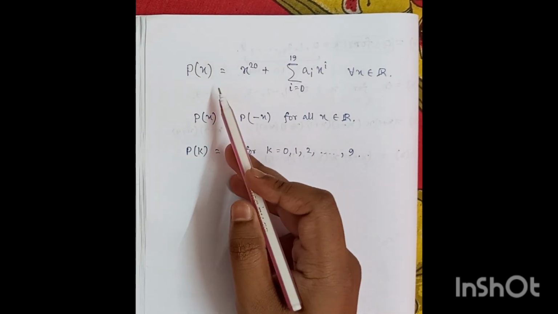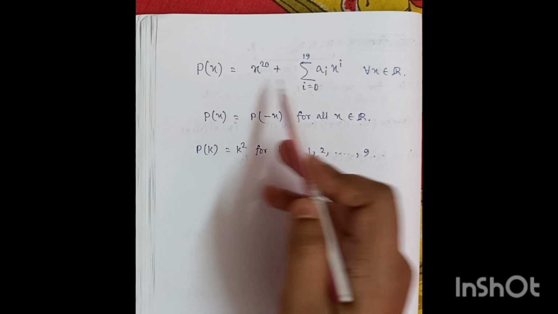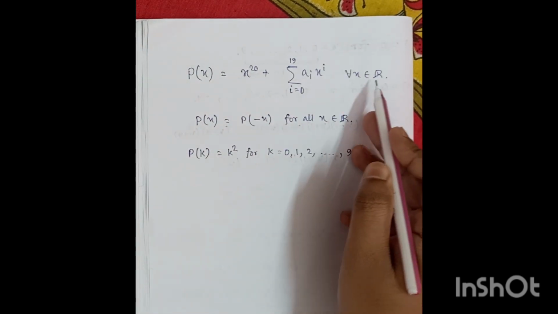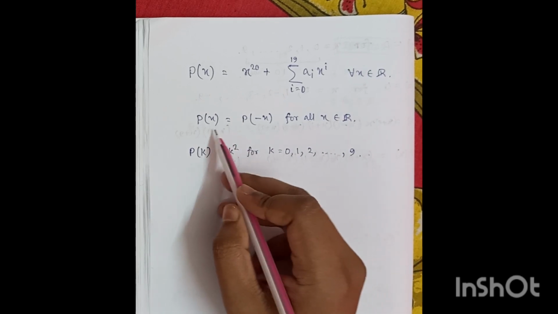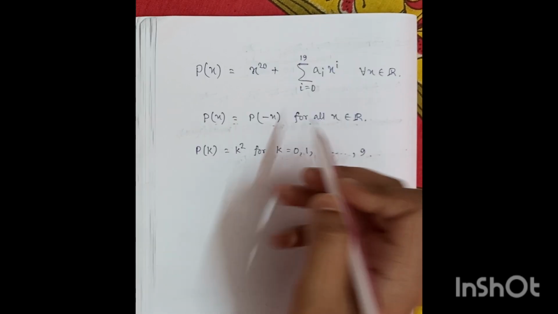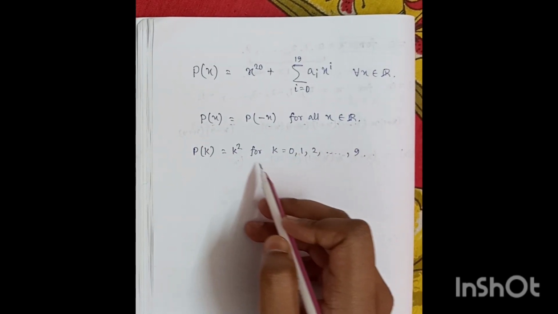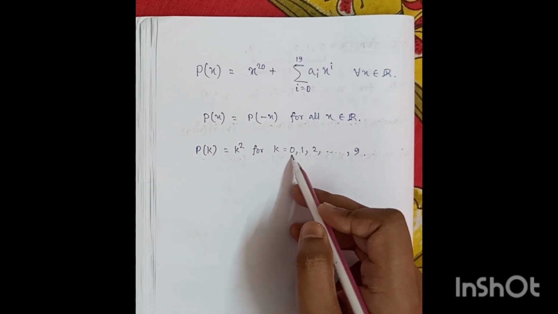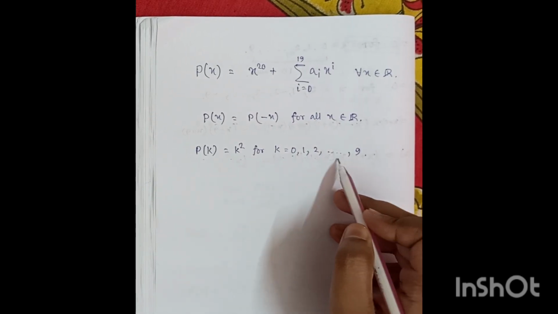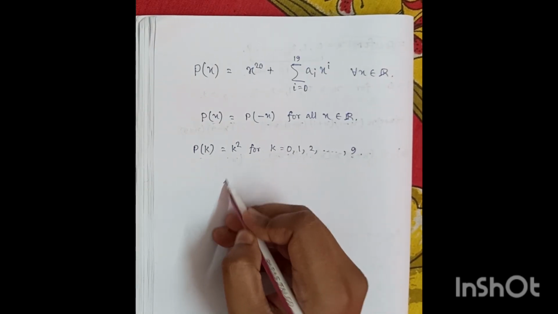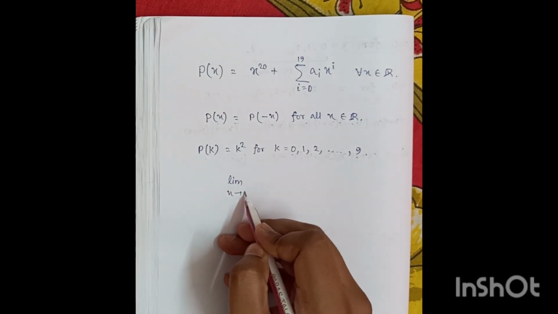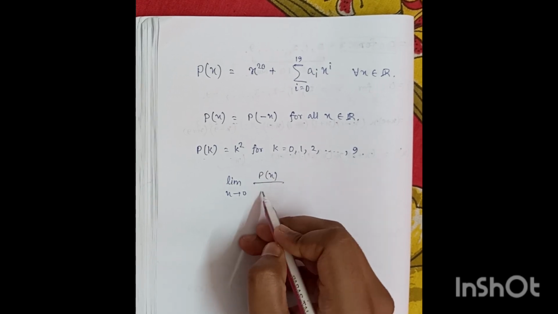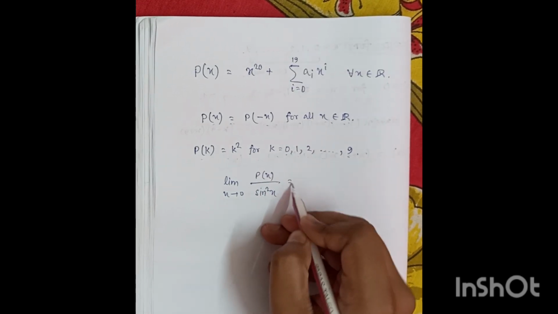In this question, we are given that P(x) is a polynomial of this form, where x belongs to the set of real numbers, and P(x) is an even function for all x belongs to R, and P(k) is k square for k equal to 0, 1, 2, 3, and so on up to 9, and we are to find the value of the limit x tending to 0 of P(x) divided by sine square x.